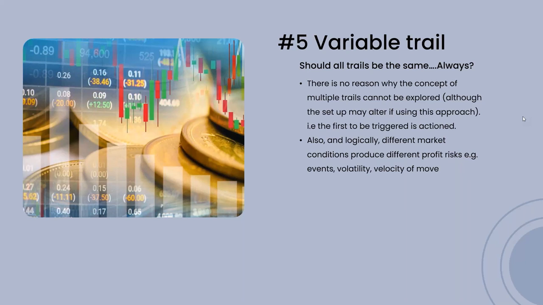Now, when we start to look at variable trails, this is based on the concept that different market conditions produce different profit risks. A good example we've already covered is this concept of do I trail my MA price on a move on a close price below my MA, or is it an anytime touch of the MA? So that's an example of what I mean in terms of varying it. But do you start to do that based on when market events are coming up, the underlying volatility of the market and the velocity of the move?